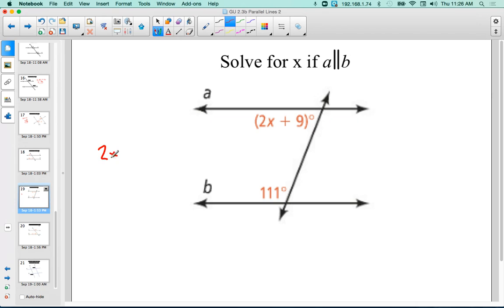It's going to be 2x plus 9 plus 111 equals 180. Okay, this isn't one where you can set them equal to each other. We've got to add them together and set them equal to 180. I'm going to do a little work here. We've got 2x. I'm going to combine 9 and 111 to make that 120. Subtract 120 from both sides. Divide by 2. We get x equals 30.